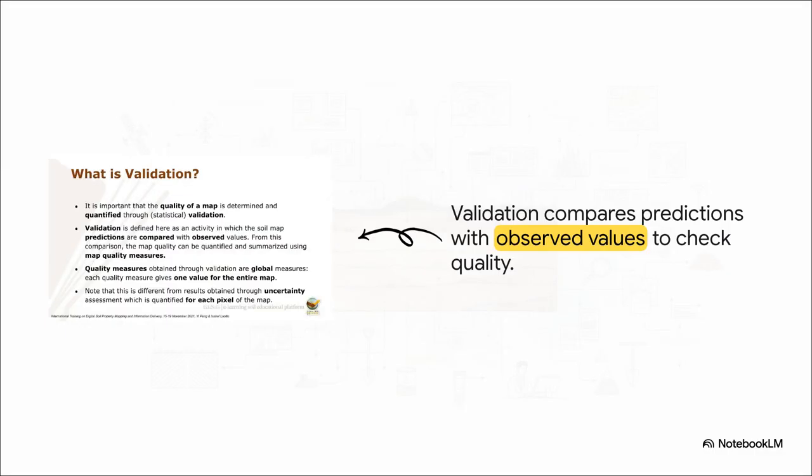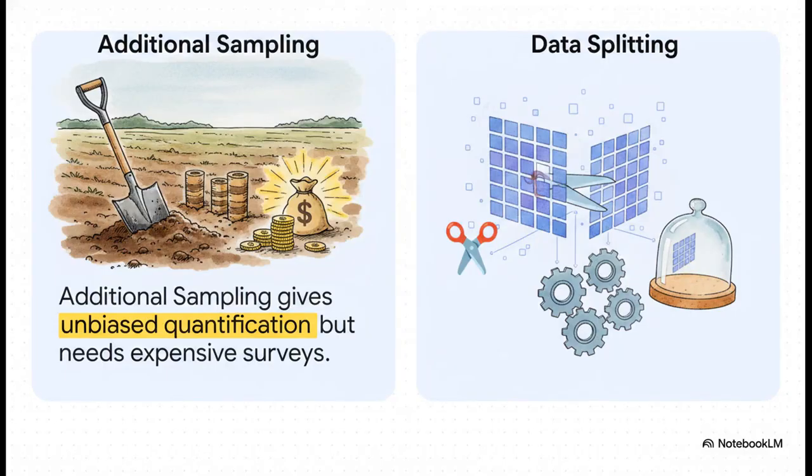So to figure out exactly how accurate our fancy new hybrid models actually are, we have to rely on statistical validation. We literally take the predictions our models spit out and we compare them directly against actual observed field values. This is what gives us those global quality measures that summarize the accuracy of the entire map. But where do we get those observed values for the comparison? Well, researchers usually have to make a really tough choice here.